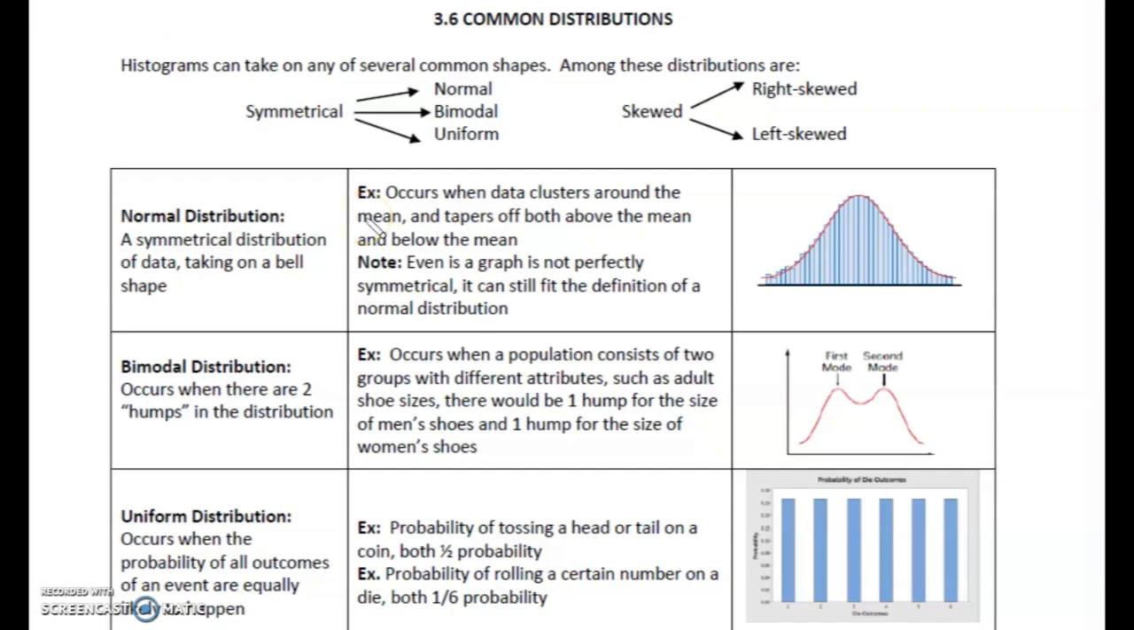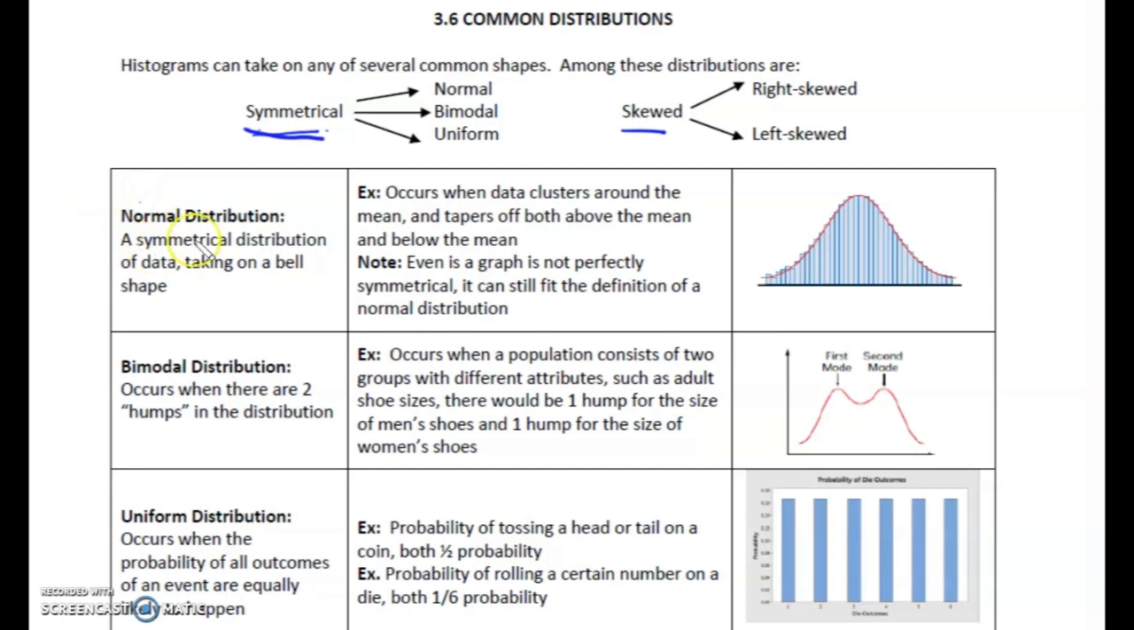Okay, 3.6 common distributions. Histograms can take on several common shapes. Among these distributions, if the distribution is symmetrical, it could be normal, bimodal, or uniform. And if the distribution is skewed, it could be right skewed or left skewed.